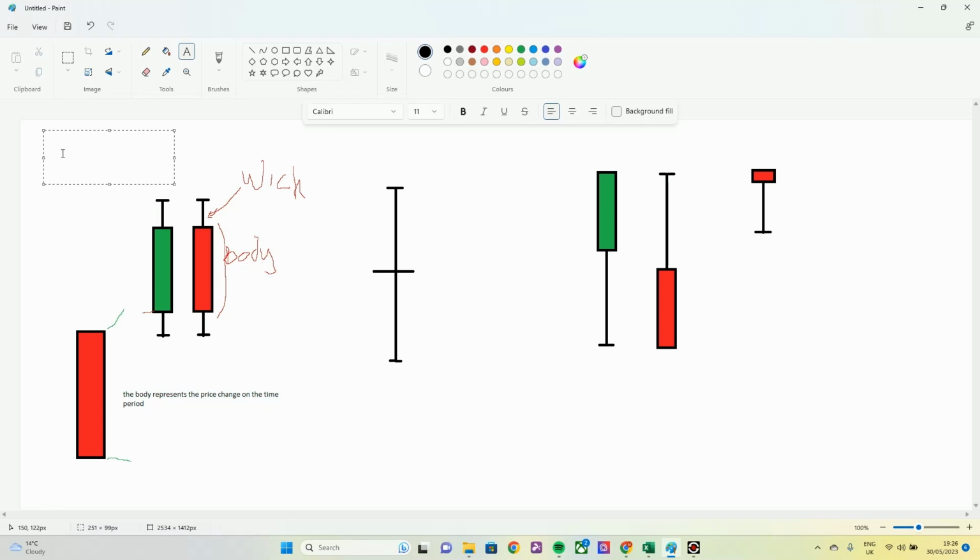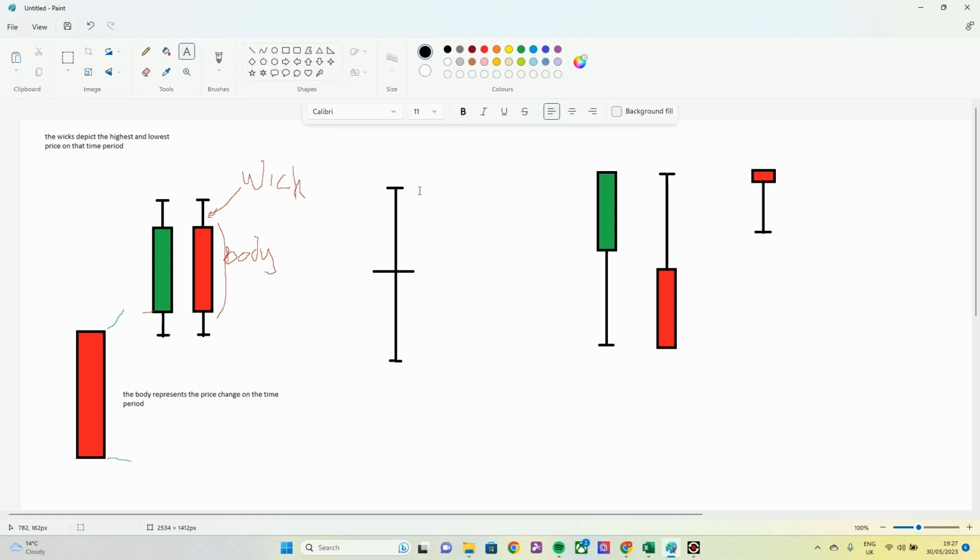And then the wicks depict the highest and lowest price on that time period. So just a quick recap, the body represents the price change on the time period, whereas the wicks tell you where the highest and the lowest points on that time period are.